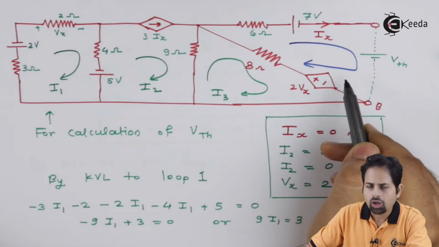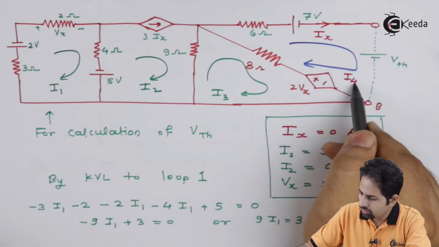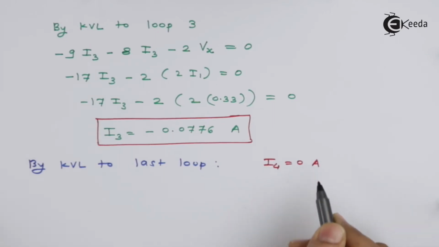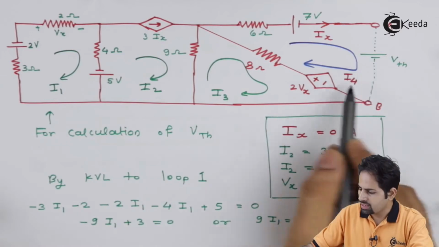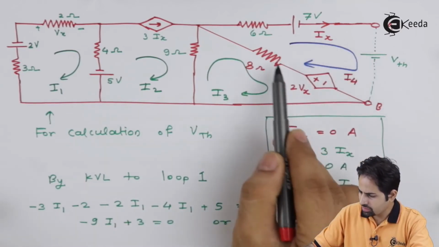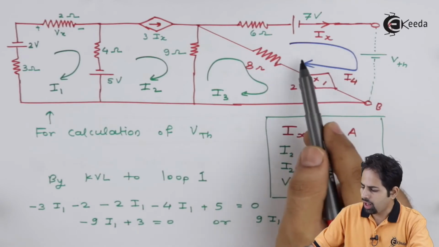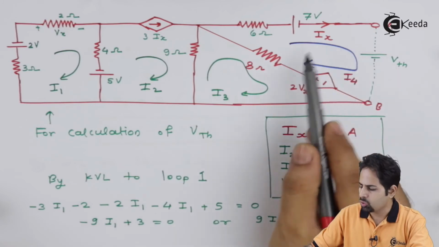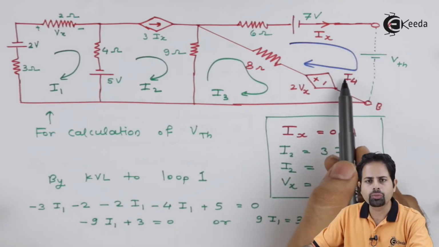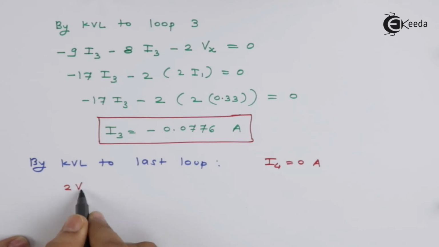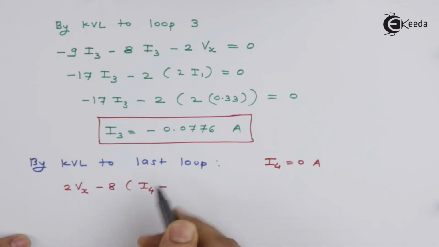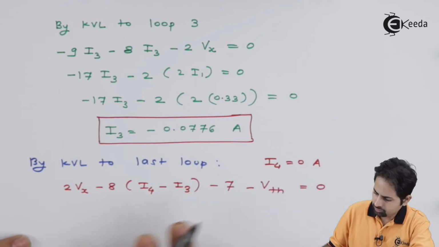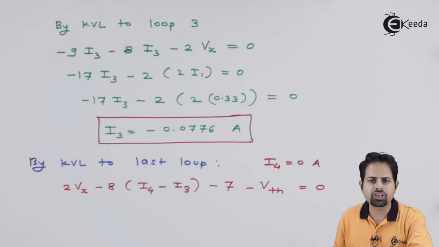What we can do, we can call this current as I4, but knowing that I4 is 0. The reason I am calling this current as I4 is because we have this resistor. When we go along this loop, I will have minus 8 into (I4 minus I3). And then that minus minus will become plus. So to avoid any mistake, we will take this as I4, but we should know that I4 is 0. So this is the equation which I get.